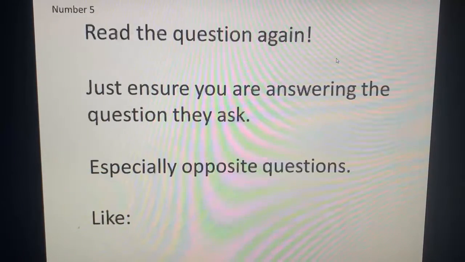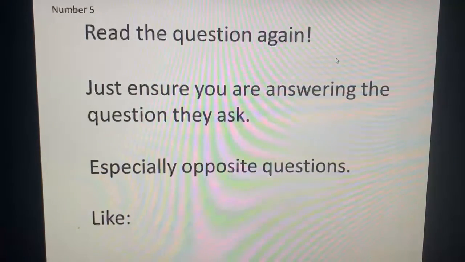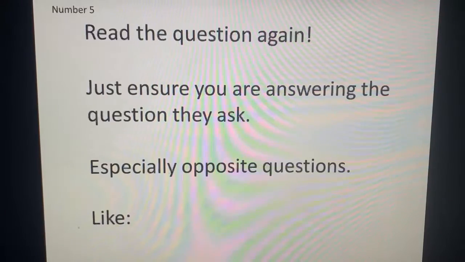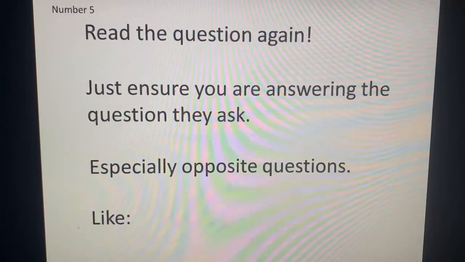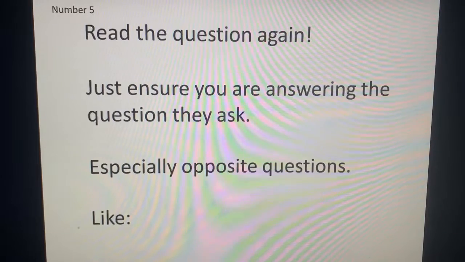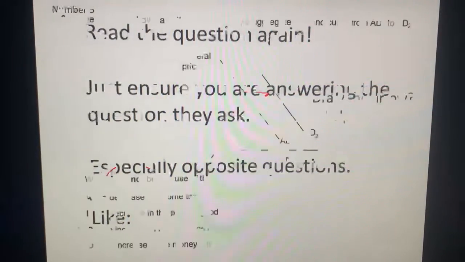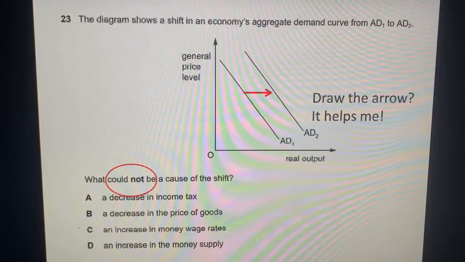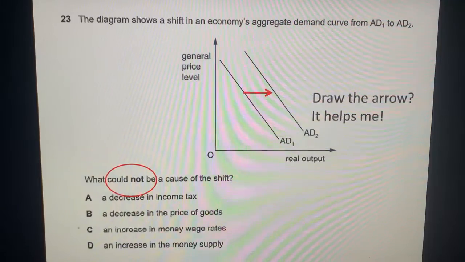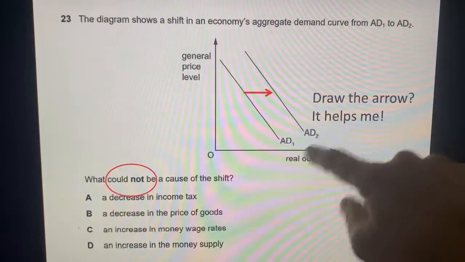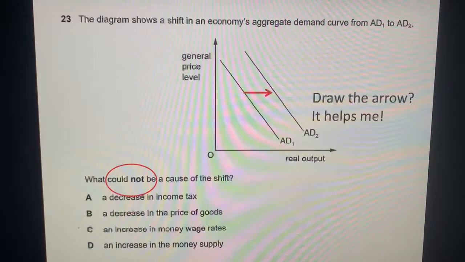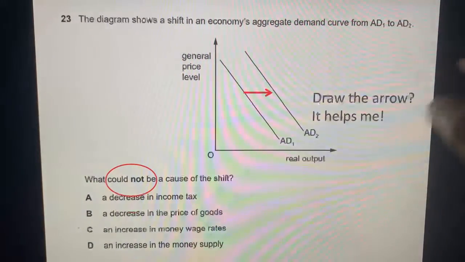Next, read the question again. Just ensure you are answering the question they ask, especially opposite questions. Sometimes I get lost in the answers, so I actually forget the question. So read the question again. For example, these opposite questions, I draw the arrows on their graphs. It helps me.